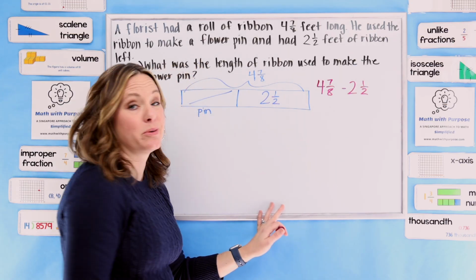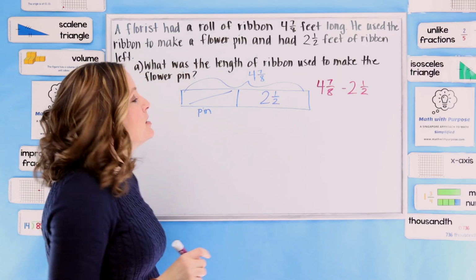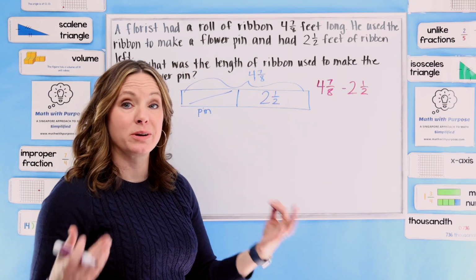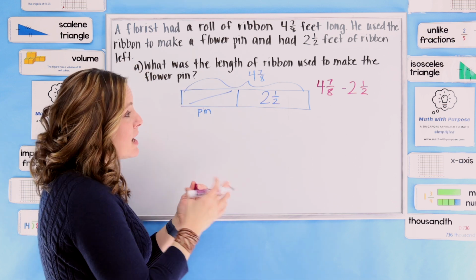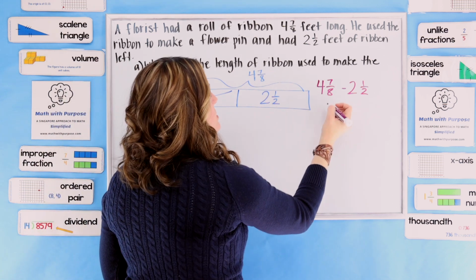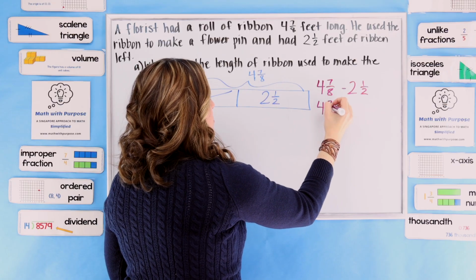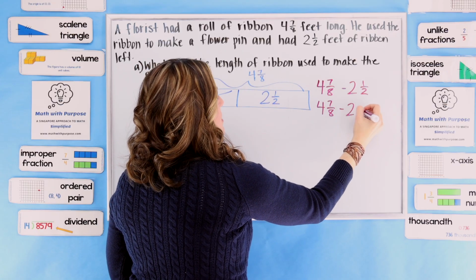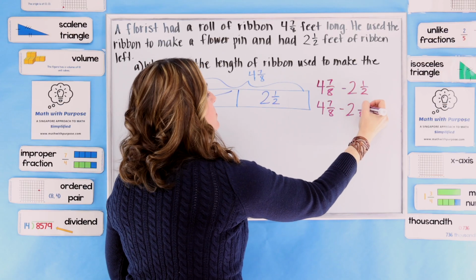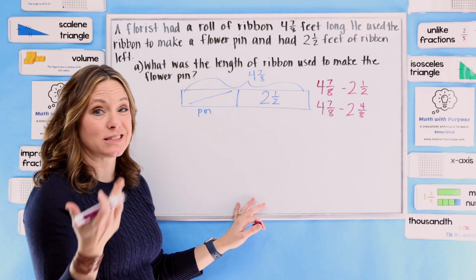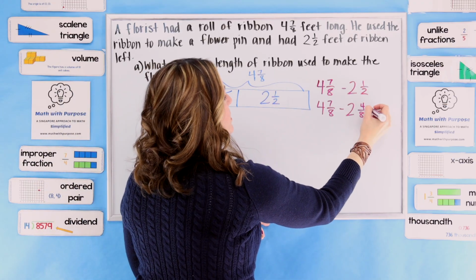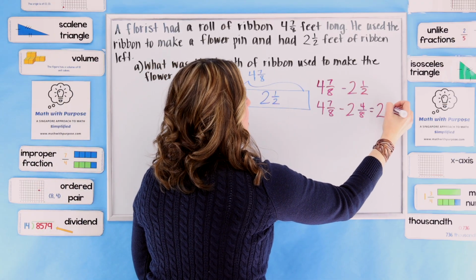Oh, we've got a problem. What's our problem? We have unlike denominators, so we need to make them like so that we are dealing with the same size of the parts of a whole. So I know that 2 can be multiplied to get 8, so I'm going to change 2 1/2 to 8 if I multiply that by 4, because I also know 4 eighths is equivalent to a half. When we do that, we get 2 3/8.